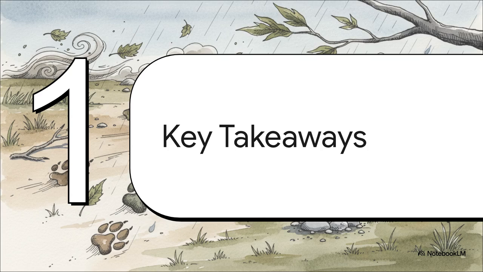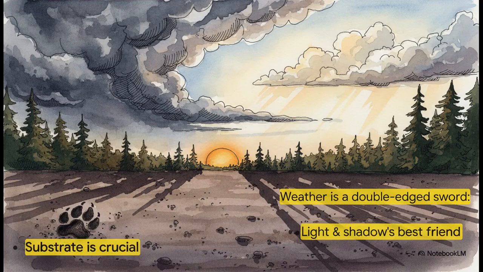All right, let's do a quick recap of the key takeaways from all this. First, the substrate is everything. It's what determines how much information a track can even hold. Second, weather is a dynamic force. It can either give you a clean slate or wipe the slate clean completely. And third, light is the key to visibility. A good tracker knows how to use the low sun to make shadows their greatest ally.